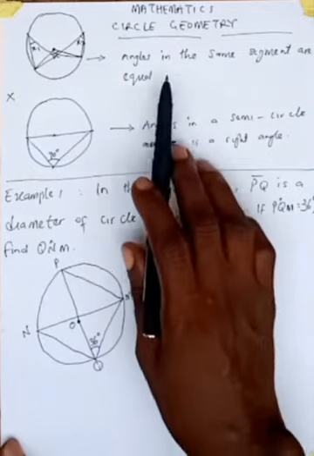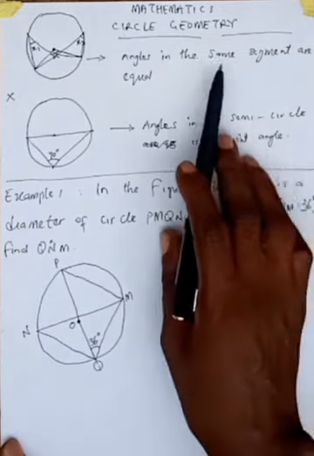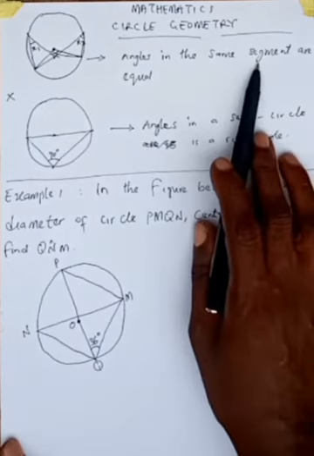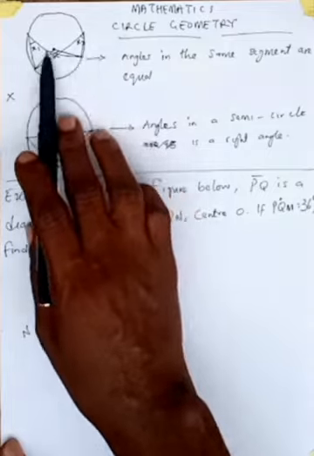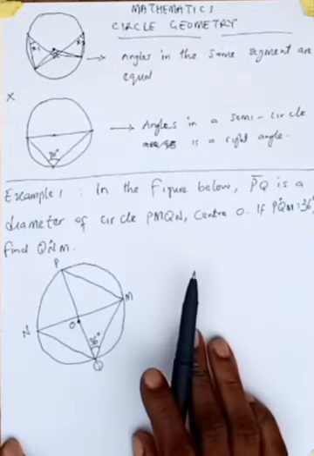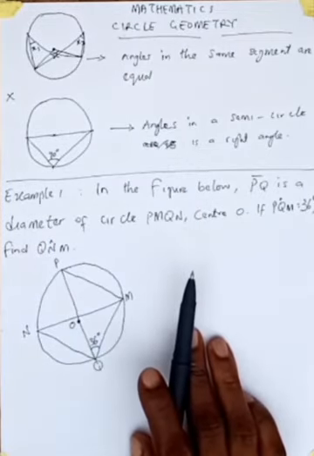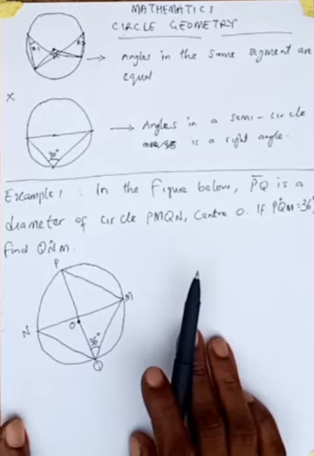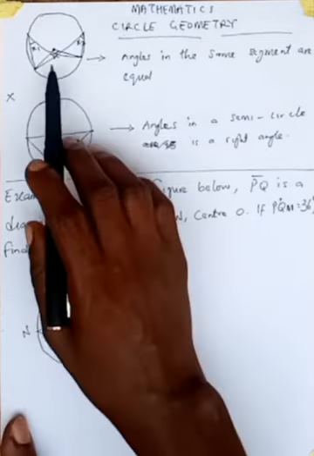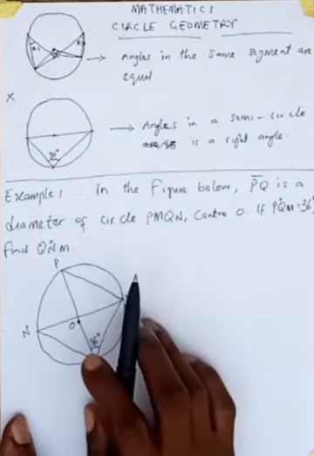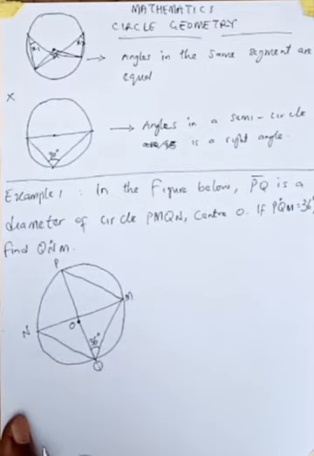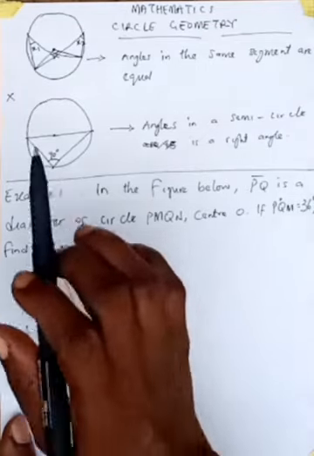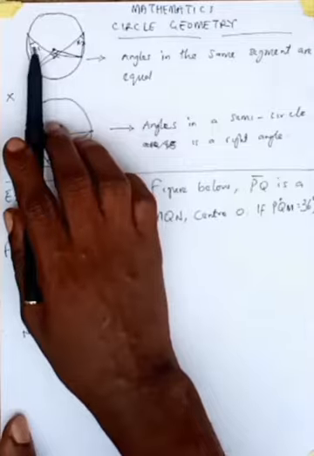For us to apply this theorem, we must first identify whether these two angles are on the same segment. The two angles are on the same segment as long as both angles have a common source. For me to determine whether this and this are on the same segment, I'm going to pick one of the two angles. One of the angles I have here is angle X.